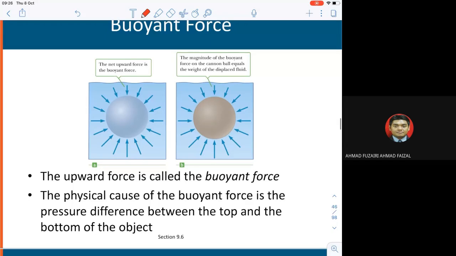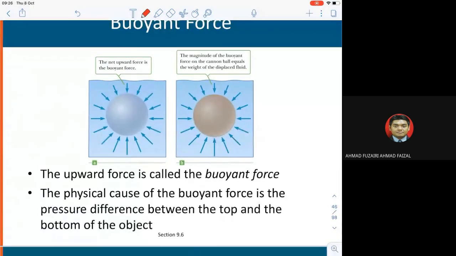The upward force is called the buoyant force. The physical cause of the buoyant force is the pressure difference between the top and the bottom of the object. The net upward force is the buoyant force. The magnitude of the buoyant force on the cannonball equals the weight of the displaced fluid. Again, the buoyant force is a force equal to the weight of the fluid displaced.